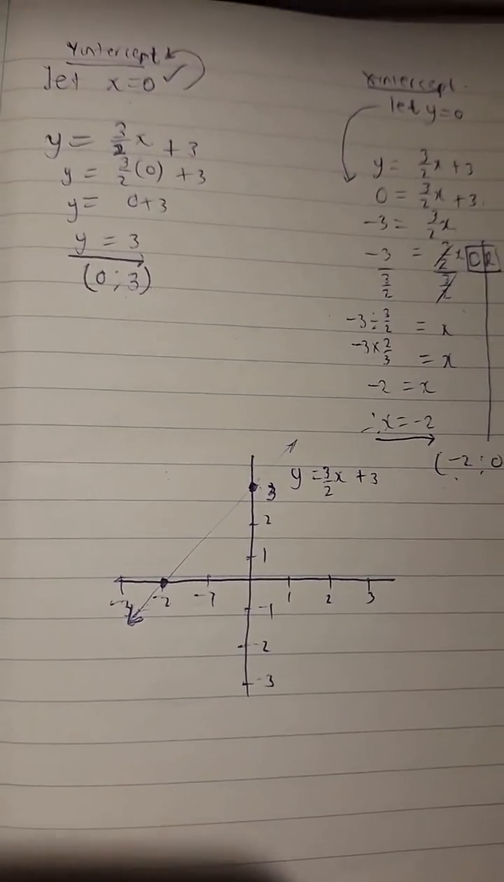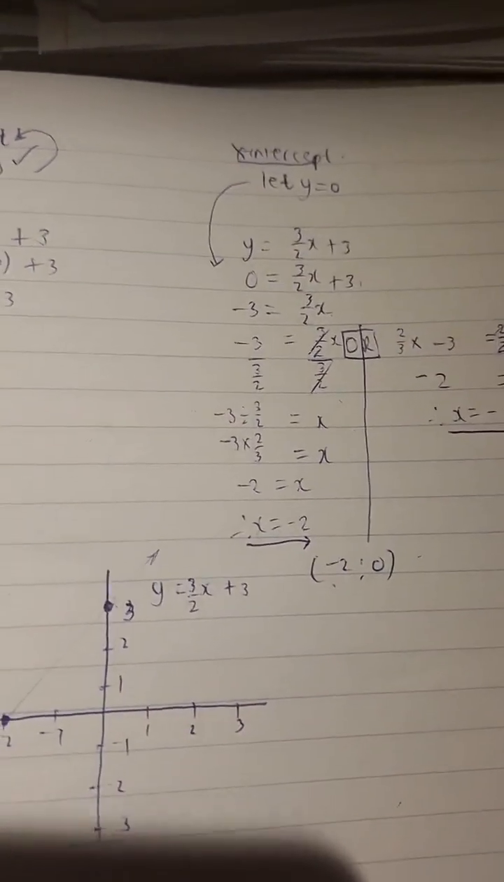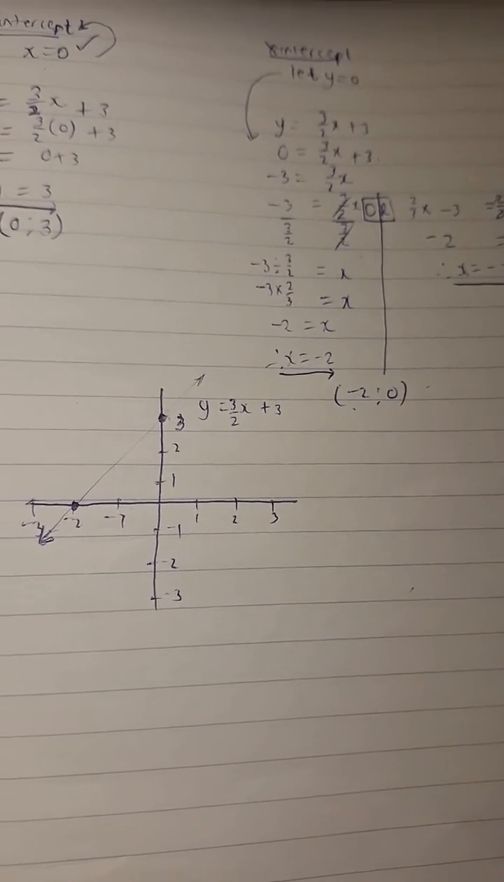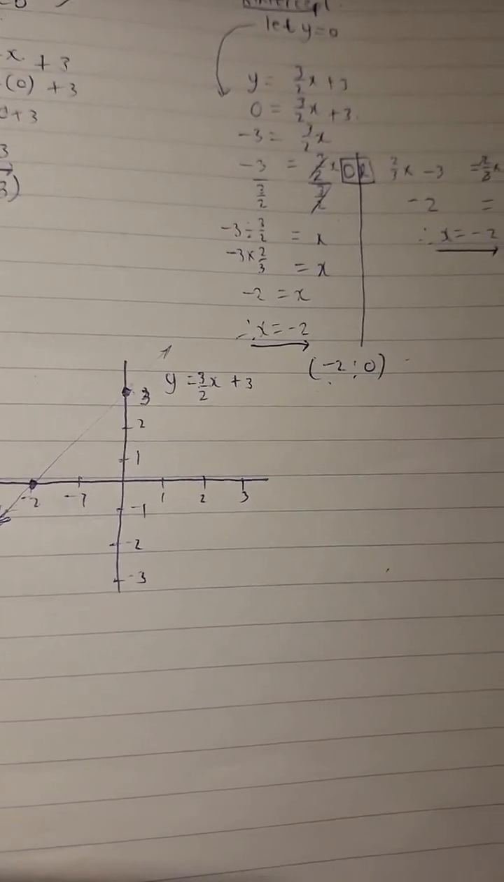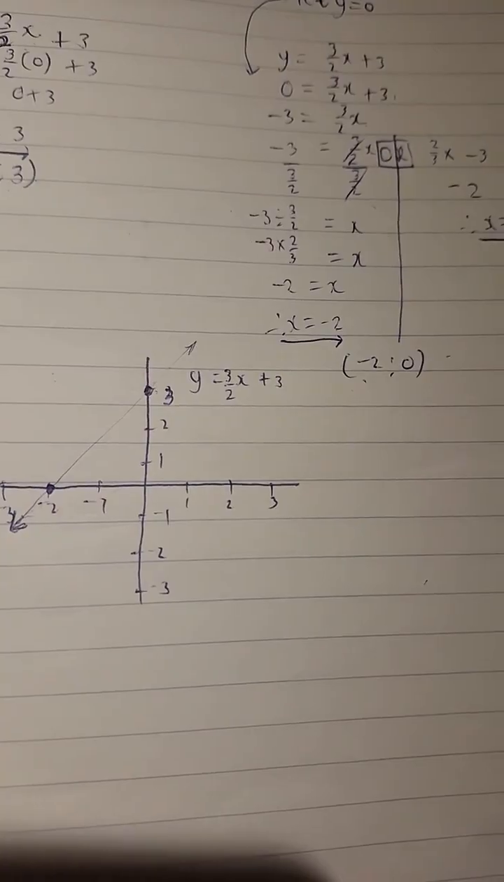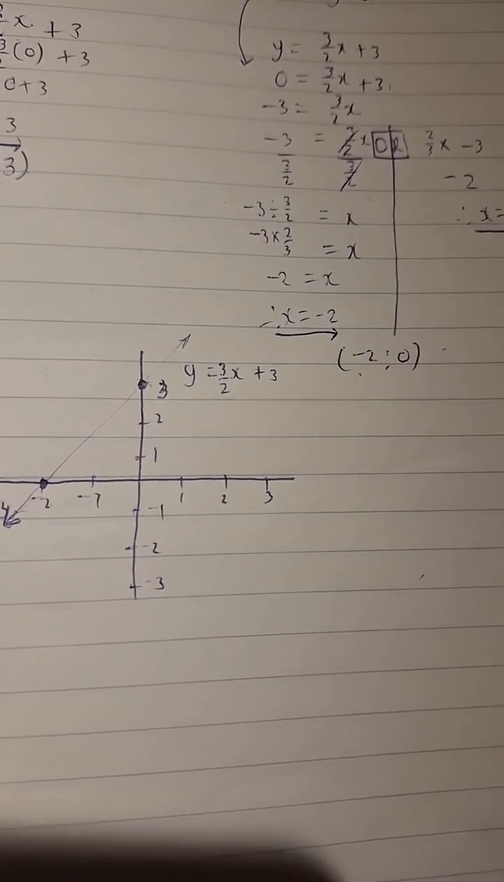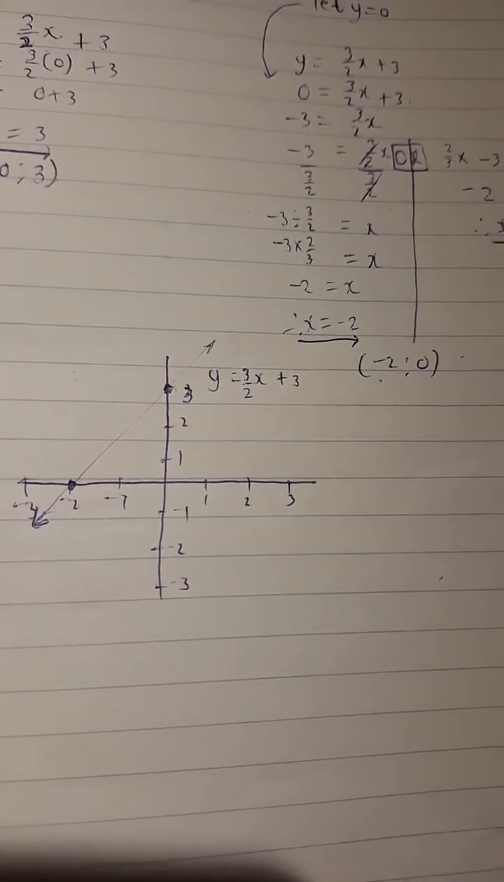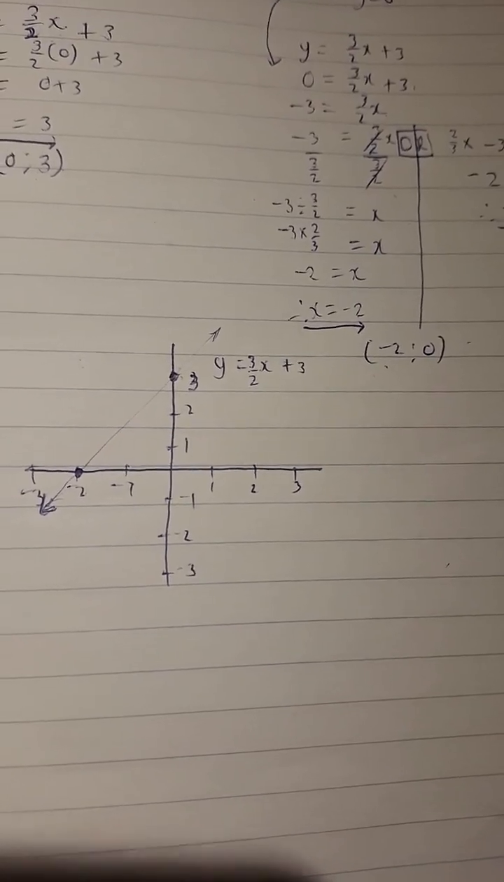We have already looked at the form of a straight line graph. If you look at part 1 of this lesson, you can see that we've looked at that.